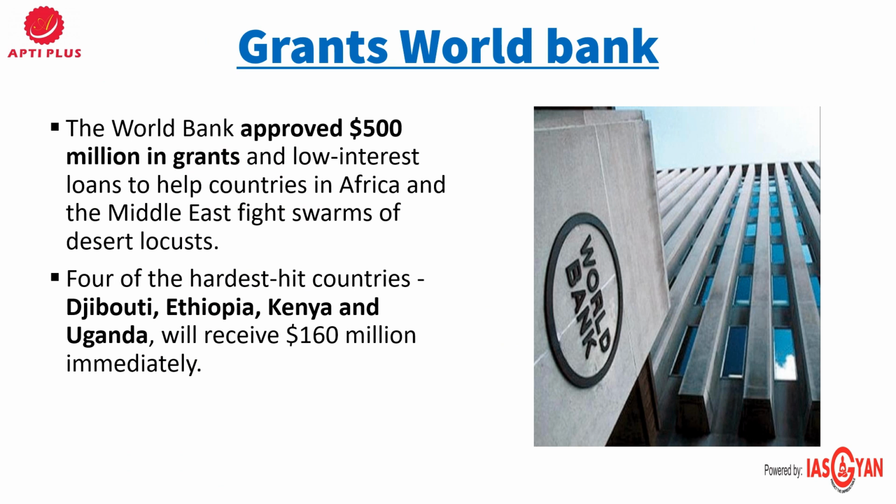Now, coming to the severity of the cases across the world. So the World Bank had come up with a grant. What the World Bank did, they approved $500 million in grants and low interest loans to help countries in Africa and the Middle East fight the swarms of desert locust, right? And the hard hit countries, that is Djibouti, Ethiopia, Kenya, and Uganda, have a special package from the World Bank. They have received $160 million immediately, on a priority basis, right? So this is the grant from the World Bank.